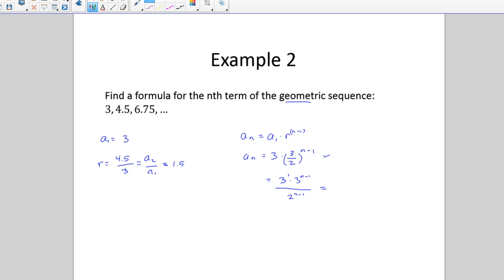And then we could just add exponents here, so it would be 3 to the n over 2 to the n minus 1. But again, you could leave it in that simplified form there, or if you wanted to do some algebraic simplification. See what I did here: when you multiply, you just add exponents. So 1 plus n minus 1 gives us that n right there.